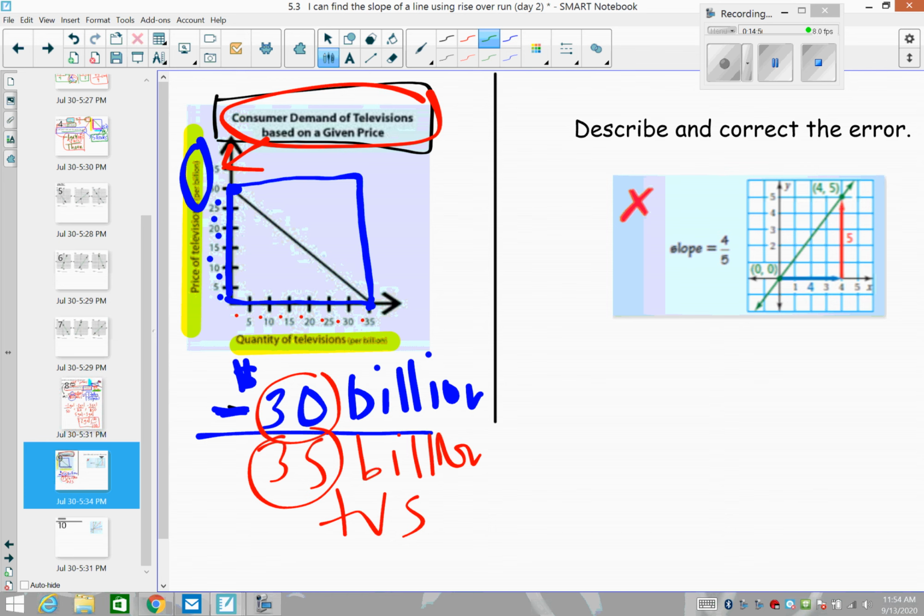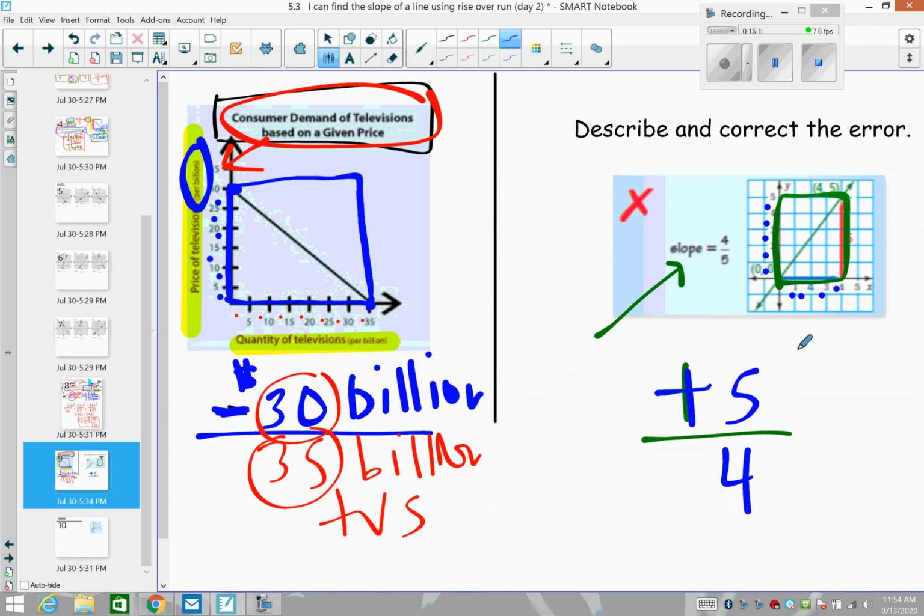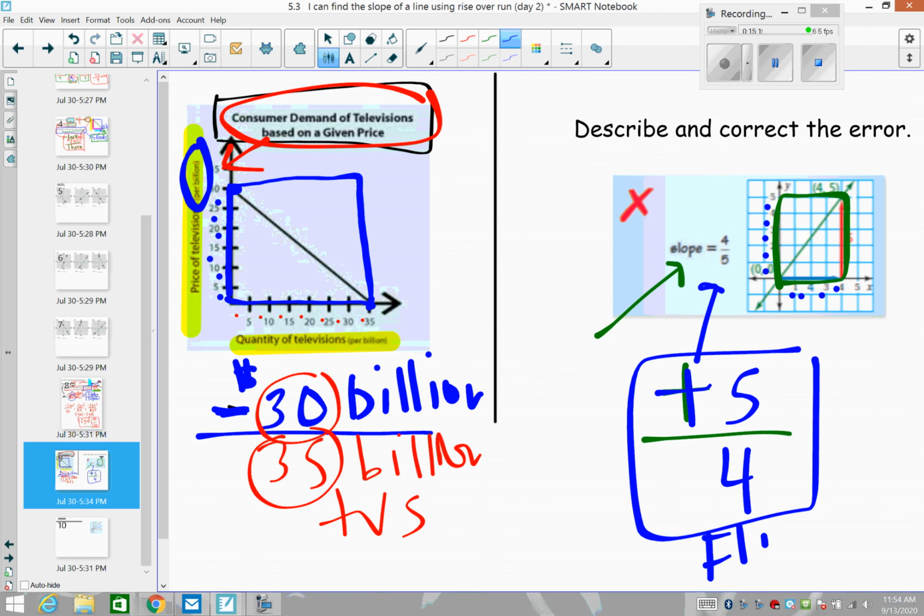Describe and correct the error. So if we were to take a peek at this, it should be a positive slope. If we look at the answer that they are given, which we say has an error, they do have a positive slope. Let's take a look at the rise and the run. The rise: 1, 2, 3, 4, 5. And the run: 1, 2, 3, 4. What's the error? They have it flipped. They have the run over the rise. That's the error. So be able to spot that.